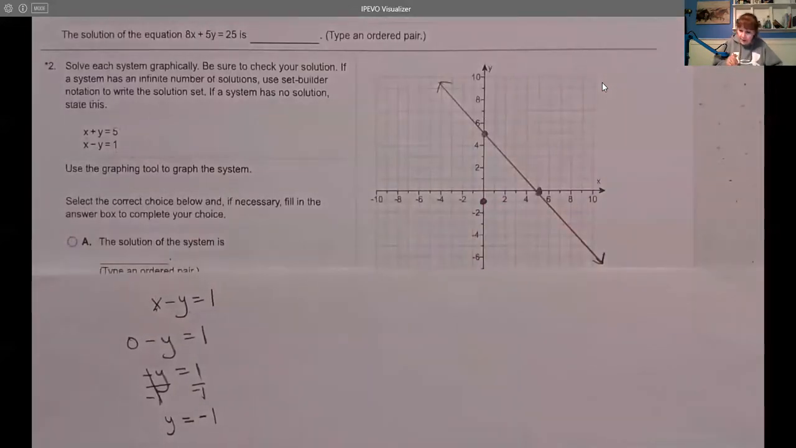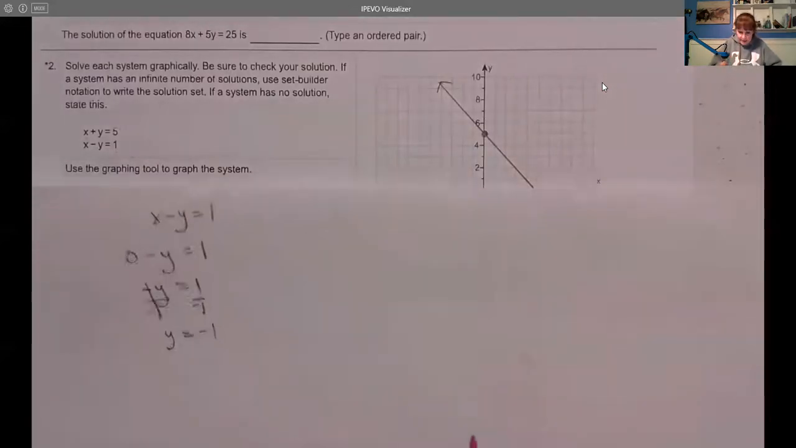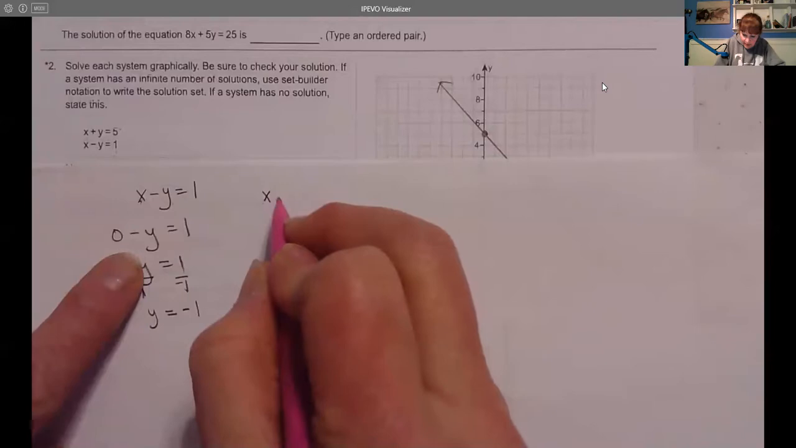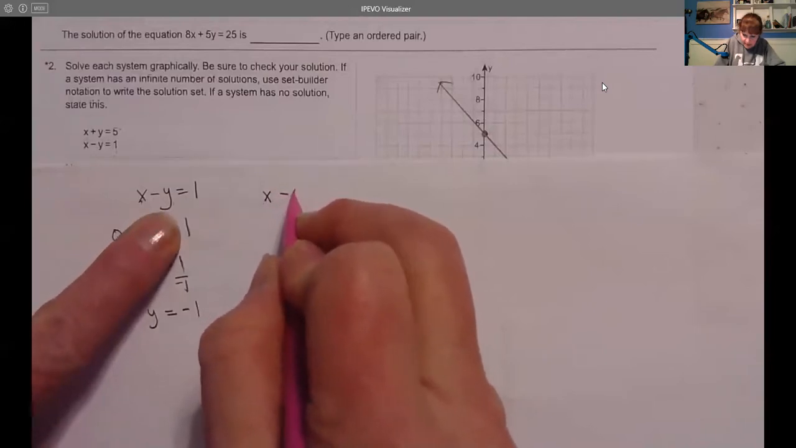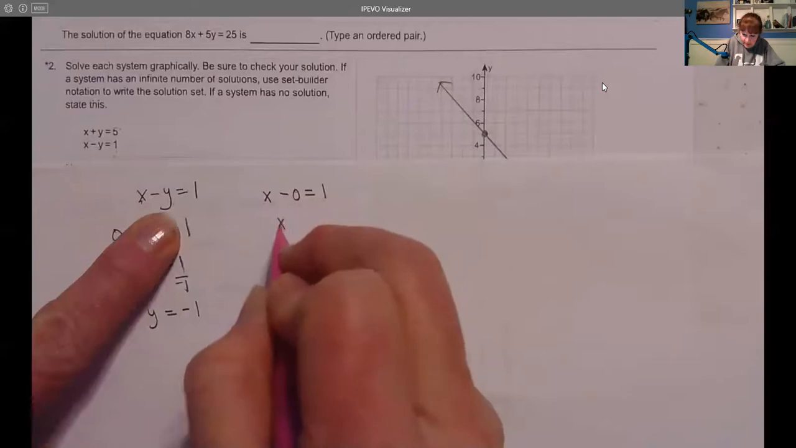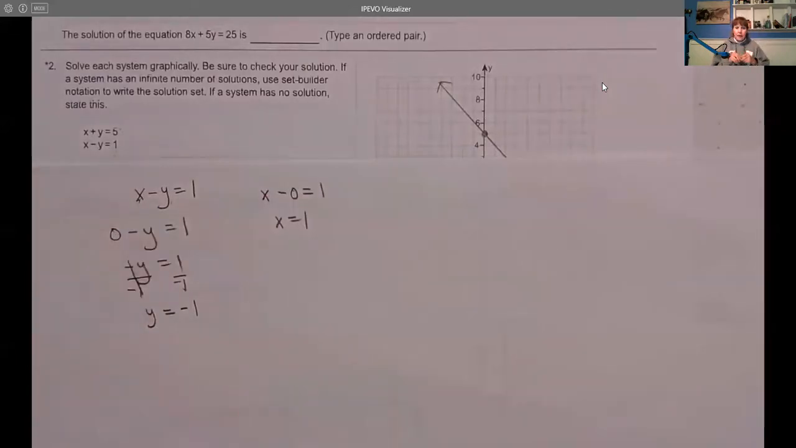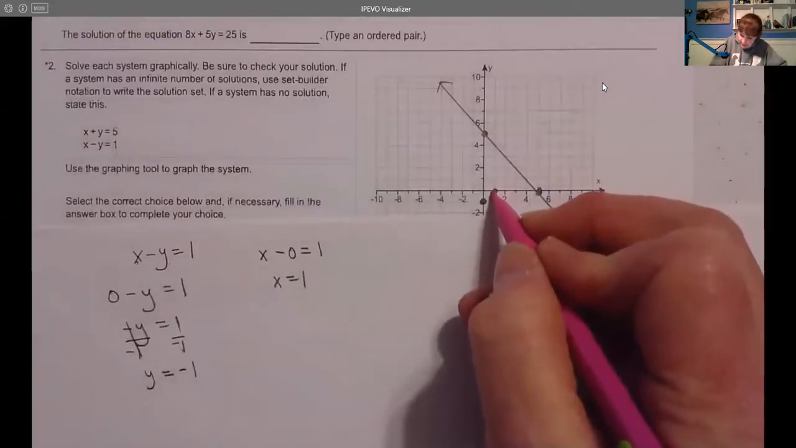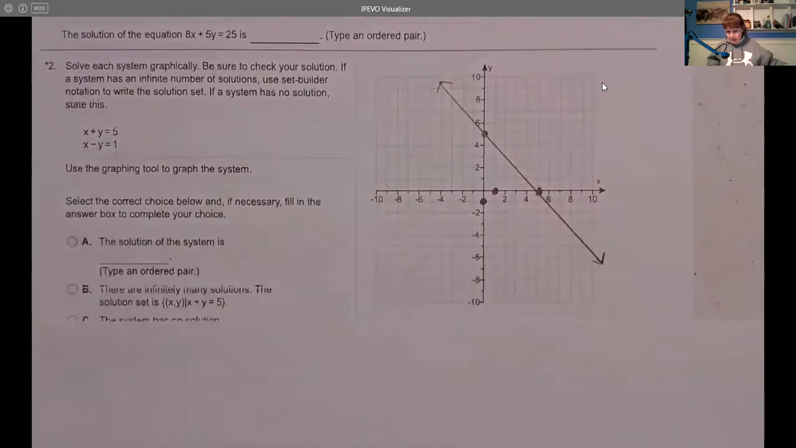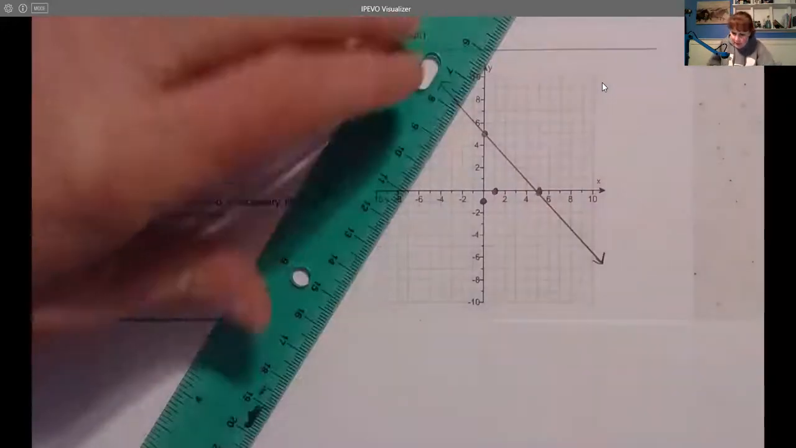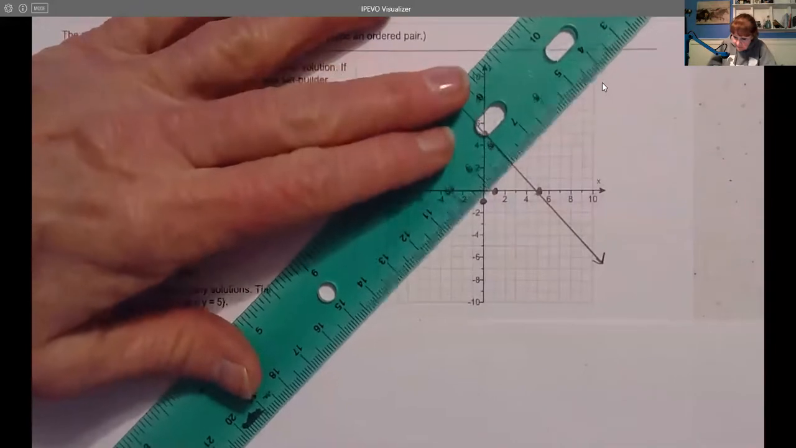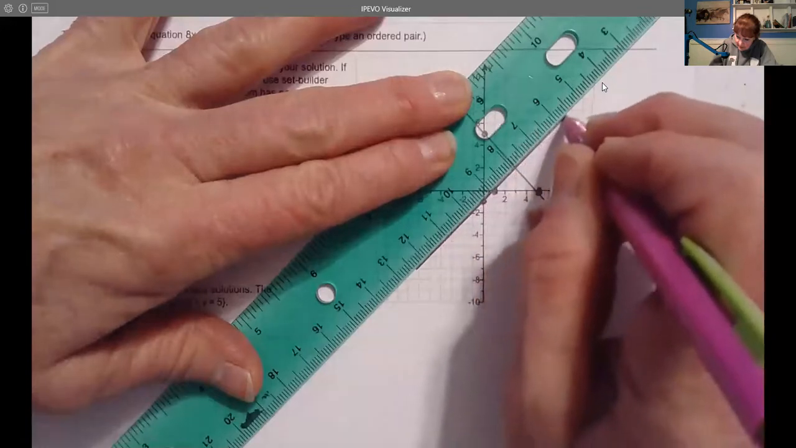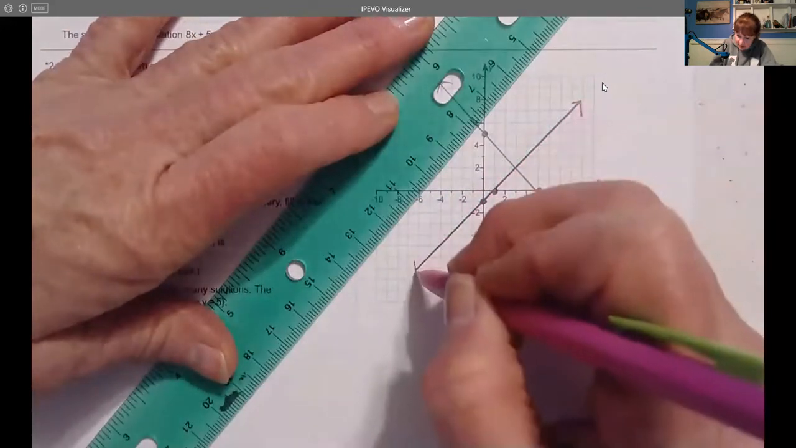To find out where it hits the x-axis, y is 0. So x minus 0, x equals 1. That was easy. x is 1 and y is 0. So we go to 1 on the x-axis, and we connect those points. It's a little bit clearer there. I have a glare. Again, everything on this line is a solution to that equation.